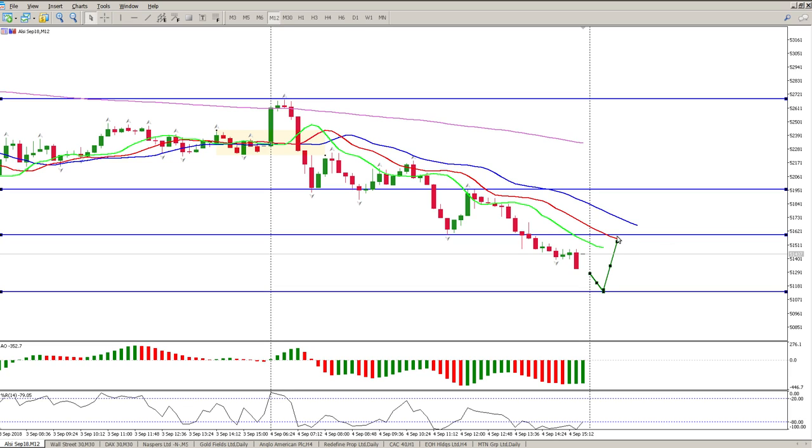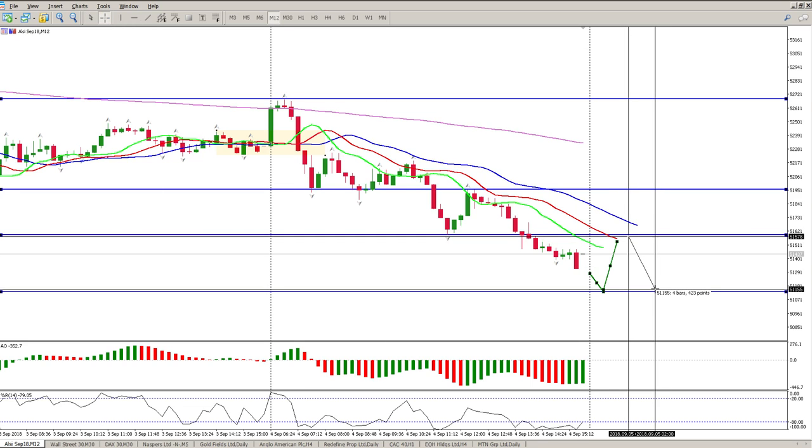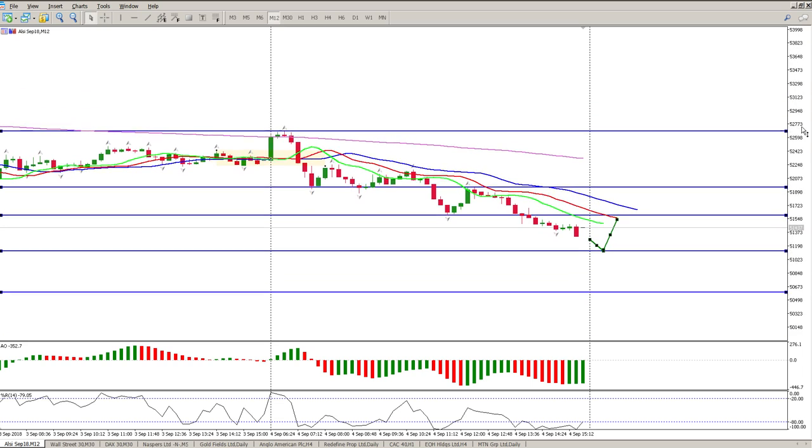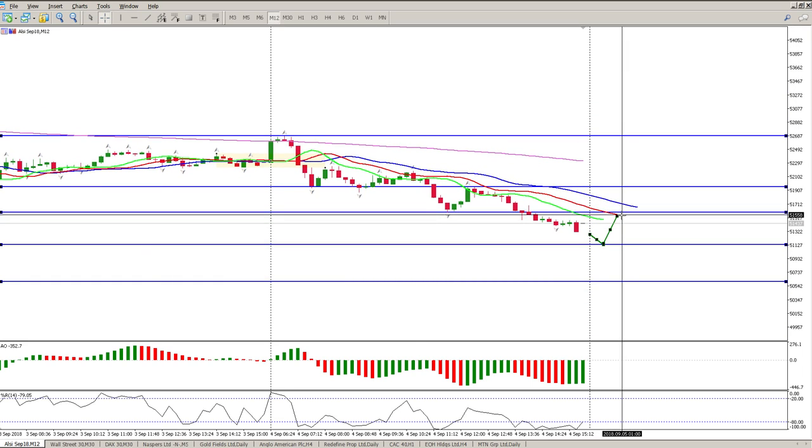And this zone here is going to be the area where I would be looking for shorts again. So this short from here, that would be my first target, which is a good 400 points. My first target here would be this level of the 200-day moving average, 51,122, and then the second one would be this 5,600 area. So that's kind of what I'm expecting today.